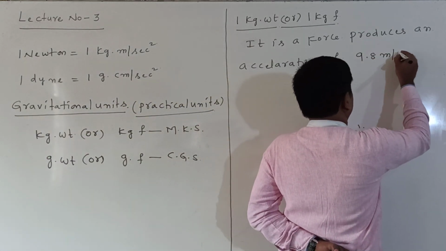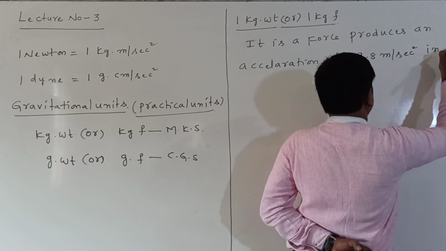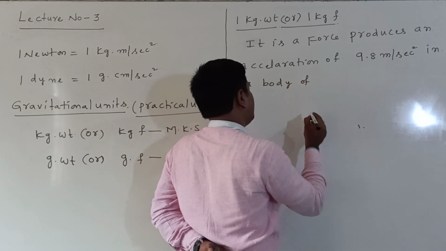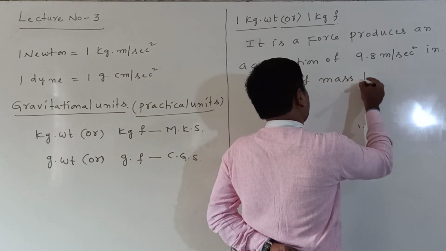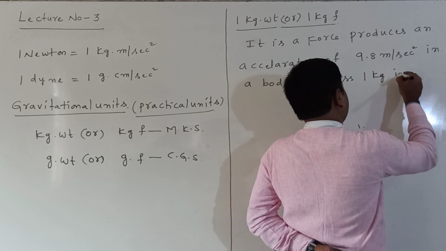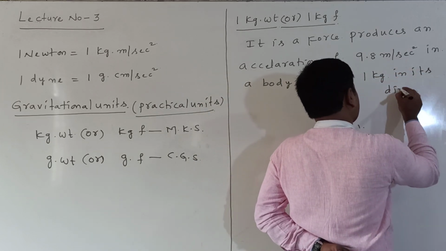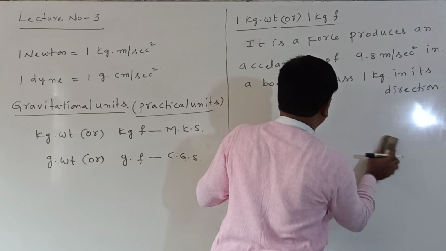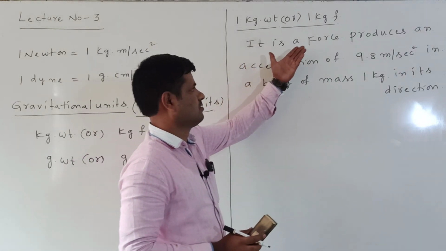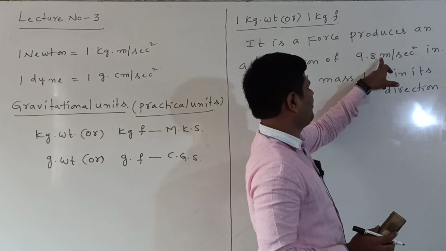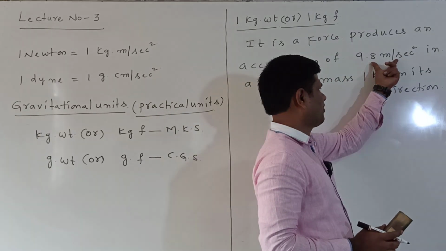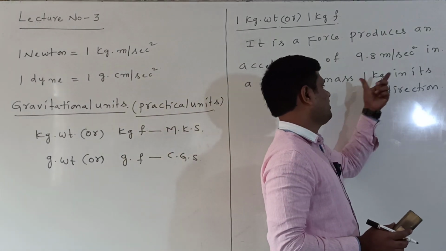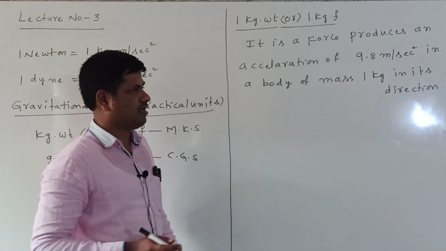9.8 meter per second square in a body of mass. In a body of mass, how much kg here? 1 kg in its direction. This is the definition of 1 kilogram weight. What is the definition of the kilogram weight? 1 kilogram weight is a force that produces an acceleration of 9.8 meter per second square in a body of mass 1 kg in its direction. It is called a kilogram weight.